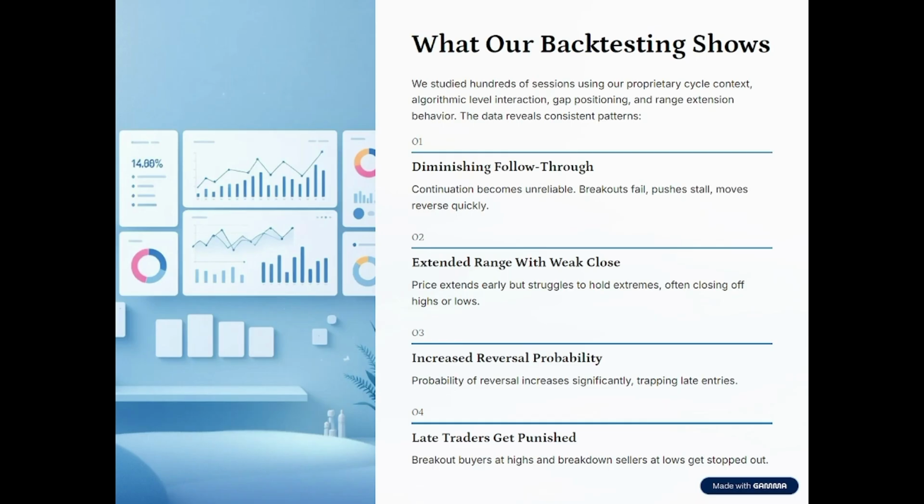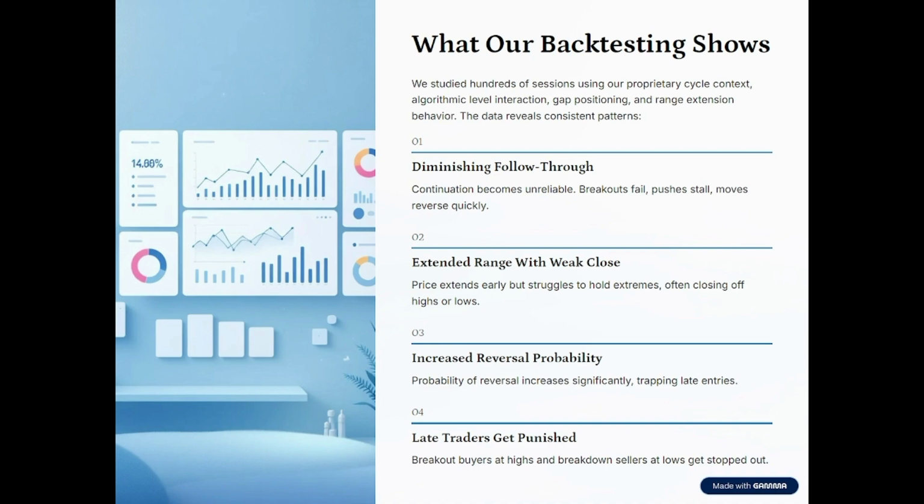What our backtesting shows is that after studying hundreds of sessions, using our proprietary cycle context, our algo level interactions, the gap positioning, and the range extension behaviors, the data for exhaustion days reveal consistent and predictable patterns. We see diminishing follow-through where a continuation just becomes unreliable. We see breakouts fail, pushes stall, and moves tend to reverse very quickly.